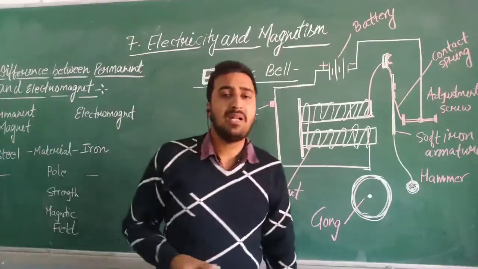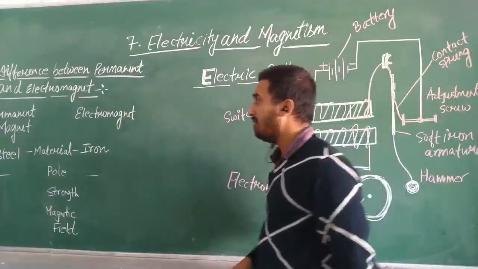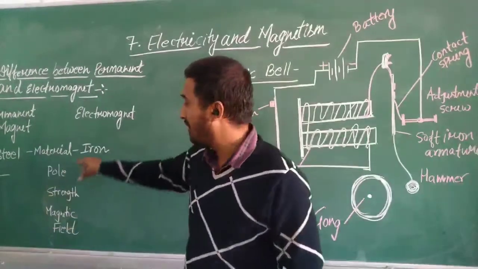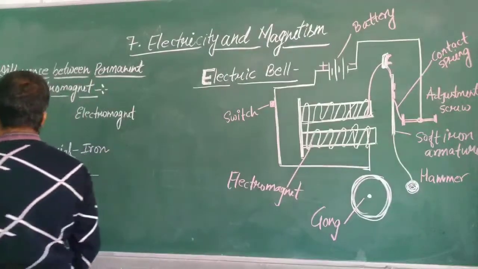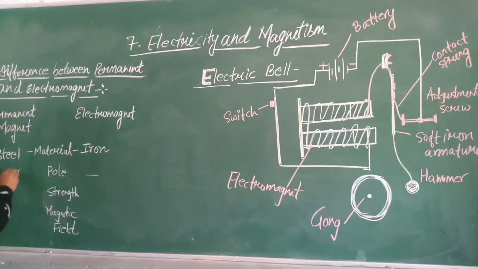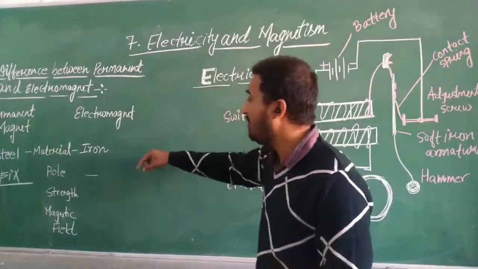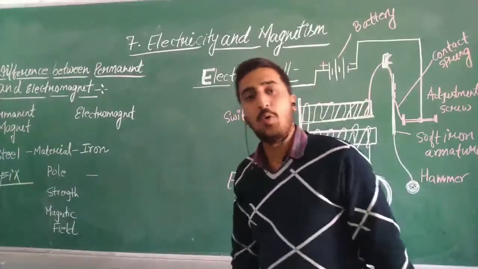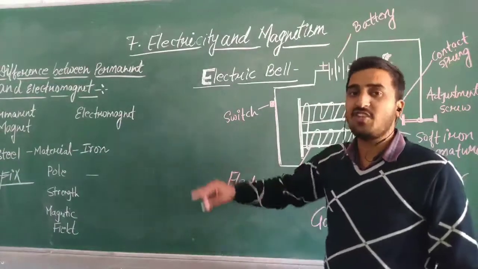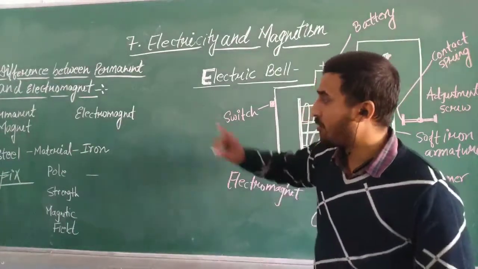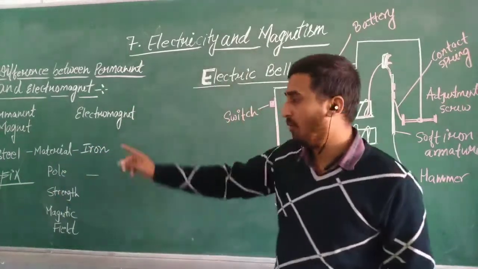Mainly the material of the permanent magnet is steel. It means the permanent magnet is mainly made up of steel, and the electromagnet is mainly made up of iron. In case of permanent magnet, the poles are fixed. But in case of temporary magnet or electromagnet, poles are not fixed. Pole depends upon the flow of current. We can change the polarity in case of electromagnet, but in case of permanent magnet, poles are fixed.